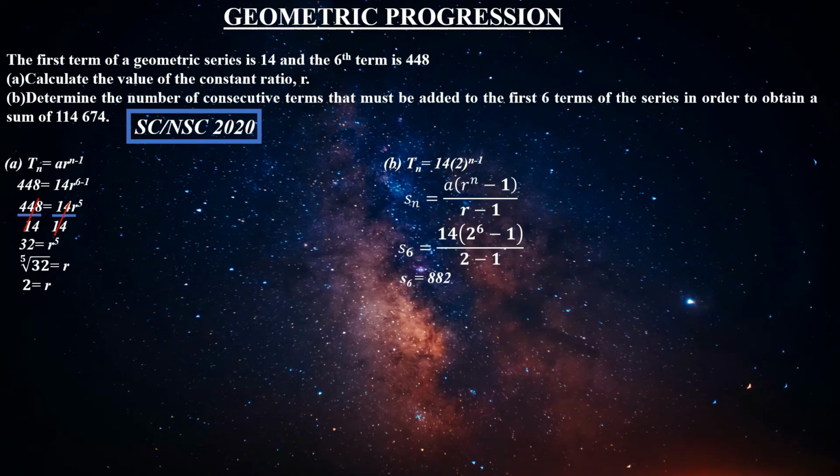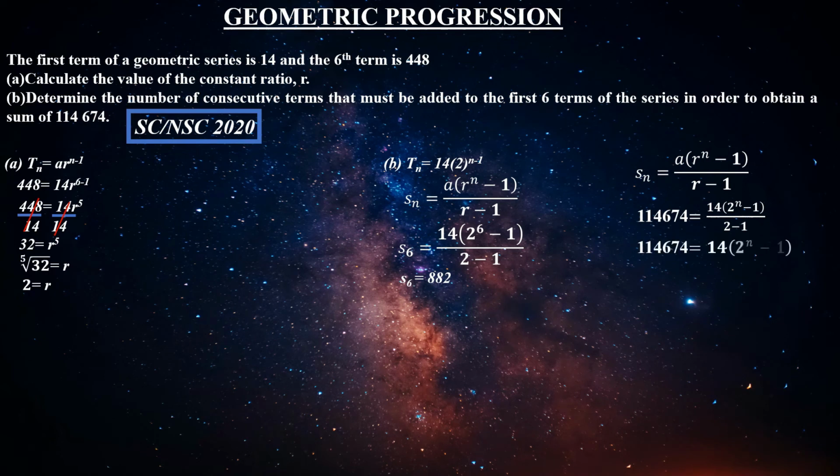Now I want to find how many terms give us a sum of 114,674. I'm going to use the formula again. We already have the sum, 114,674. You're going to have 14 times 2 to the power n, since we don't know how many terms, divided by 2 minus 1. Divide both sides by 14, and we're left with 8191 is equal to 2 to the power n minus 1. Adding 1 on both sides, we have 8192 is equal to 2 to the power n.